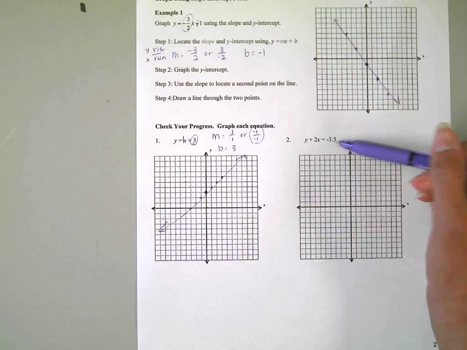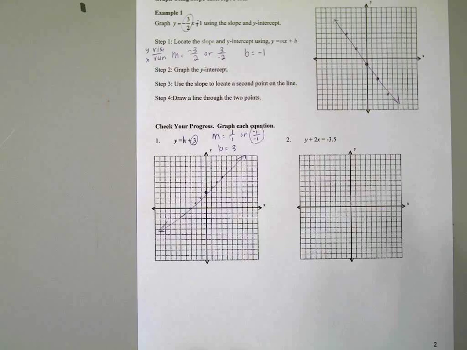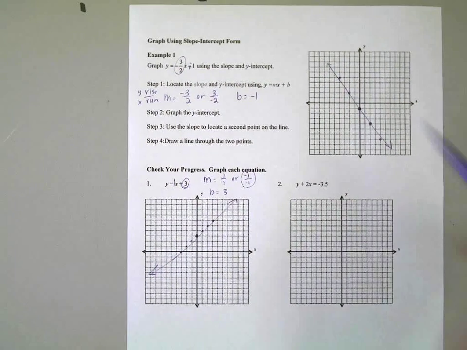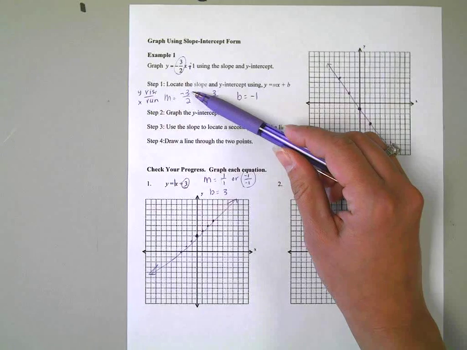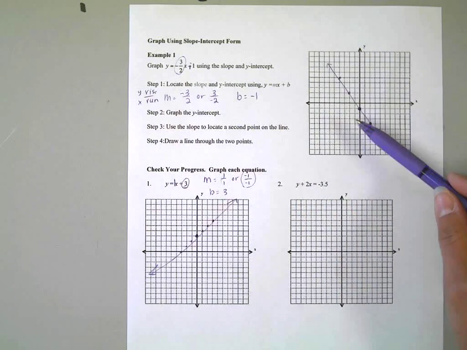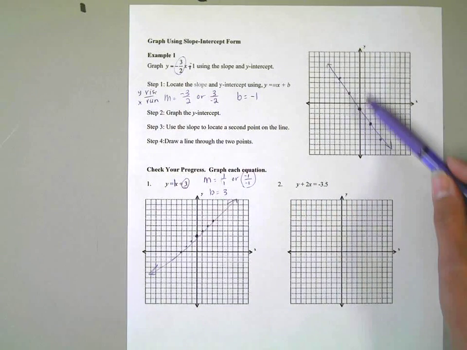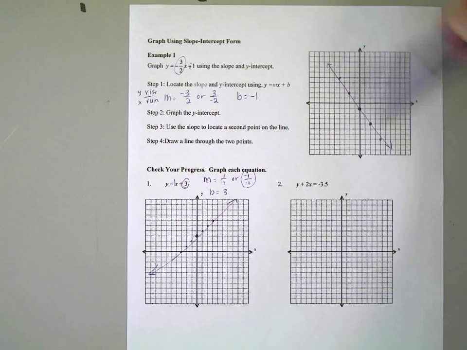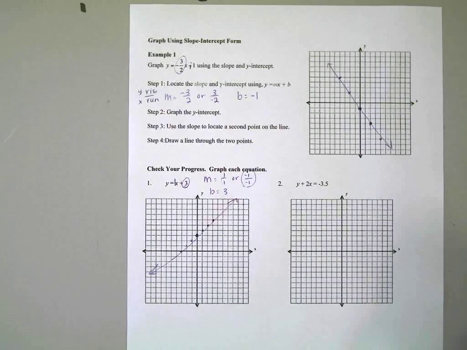I would like for you to do number 2 on your own, but just to review what we've talked about, make sure you remember that you can go left and right, up or down to form your line all the way through the coordinate plane.